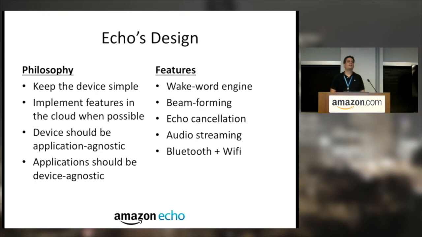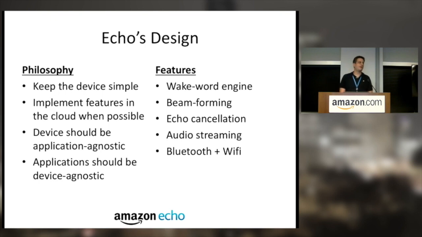So what is the Echo device design? The philosophy is to keep the design simple, implement features in the cloud when possible, and make the device application agnostic and the application agnostic to the device. So basically you can run Alexa on any Echo device or even third-party devices that use it. In the Echo, we have a few functionalities or features. We have the wake word engine. We're going to talk about it soon. Beamforming, echo cancellation, audio streaming, and Bluetooth and Wi-Fi.